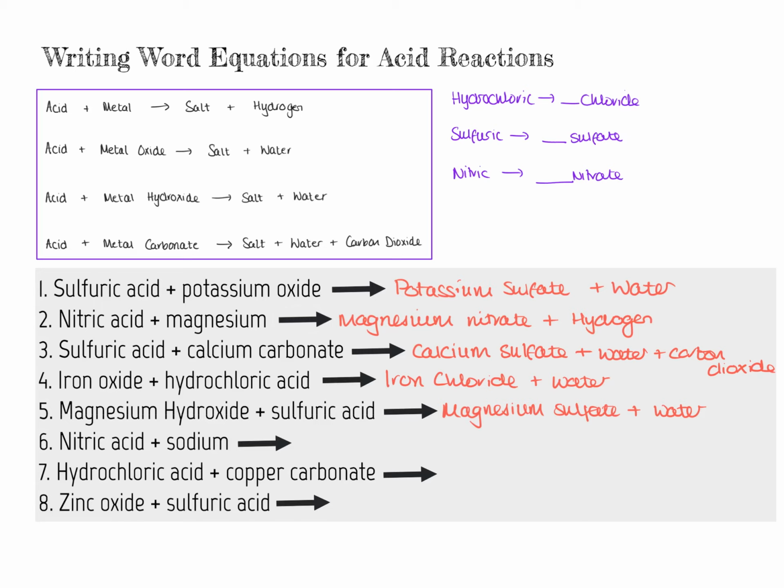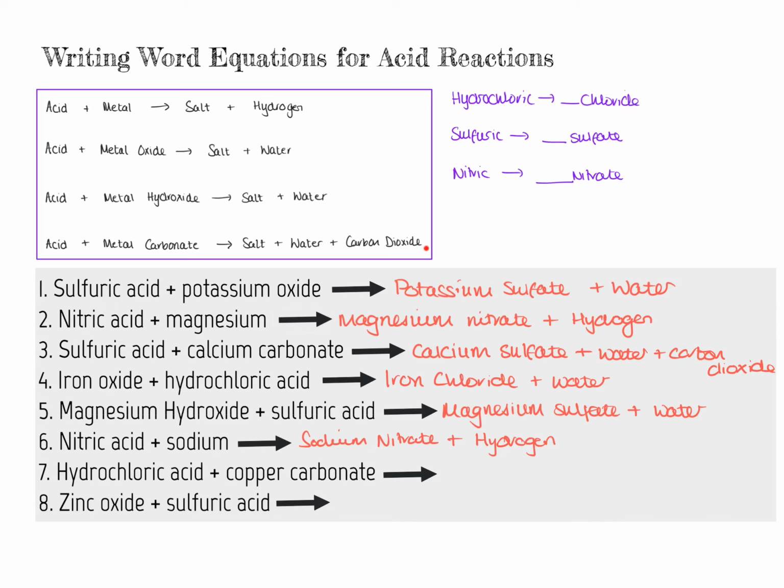Number 6, nitric acid plus sodium makes, it's the top one, it's this one, so it's going to make salt and hydrogen. So let's name the salt. The metal is sodium, and it's going to be sodium nitrate because you're using nitric acid, plus hydrogen, as it says in the top general equation. Number 7 is hydrochloric acid and copper carbonate.